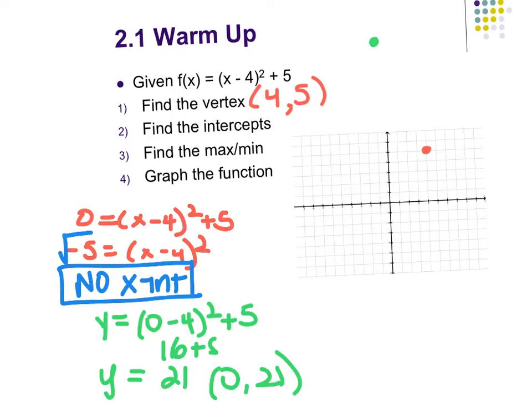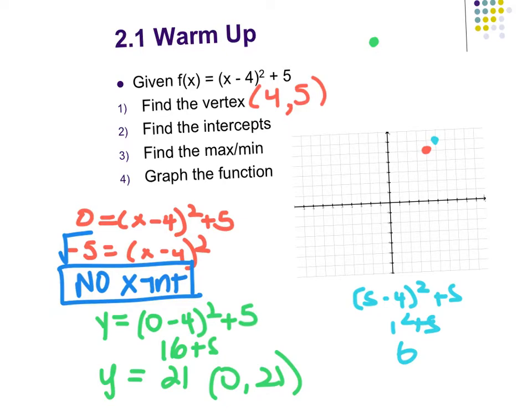So you need at least 1 point to the left and 1 point to the right. Make it easy on yourself. So if I pick the next one, the next x after the vertex, I could plug in 5. So I get 5 minus 4 squared plus 5, 1 squared plus 5, which is 6. And I put my point there.